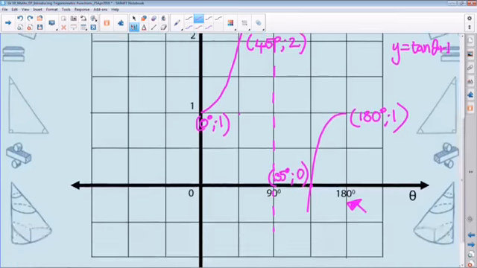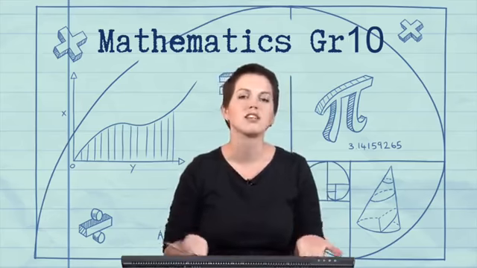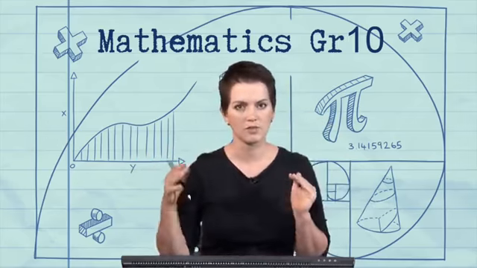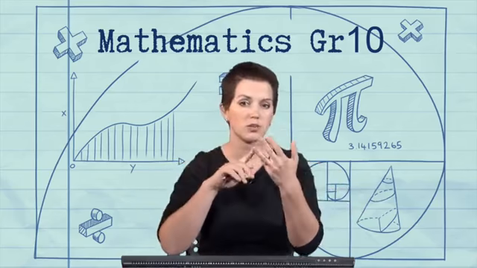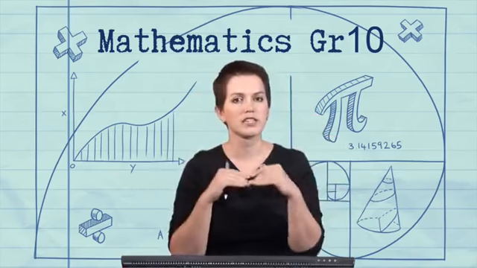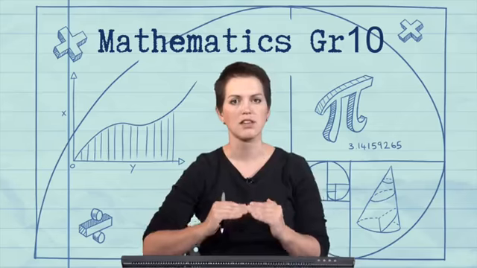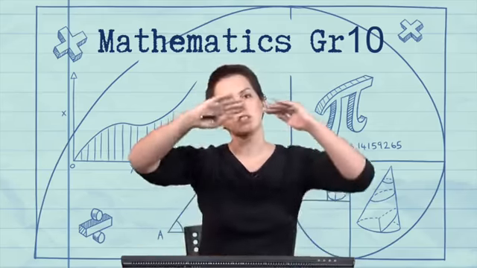Okay, grade 10s, that wasn't so bad, was it? And you can see how easy it is. You just take your parent function and then you make a change to it. So if you're adding 1, then your parent function, whether it's sine, cosine, or tangent, moves up 1 unit. If you're subtracting 3, then your parent function is going to move down 3 units. If you're multiplying the whole thing by a negative, it will just flip.